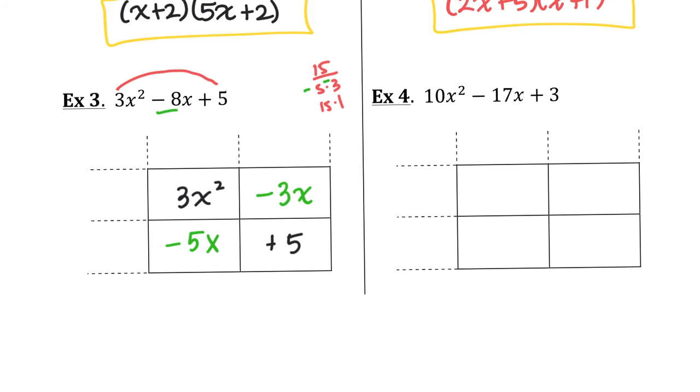Okay, now let me figure out what goes out here. Between 3x to the second and 3x, they both multiply by 3x.